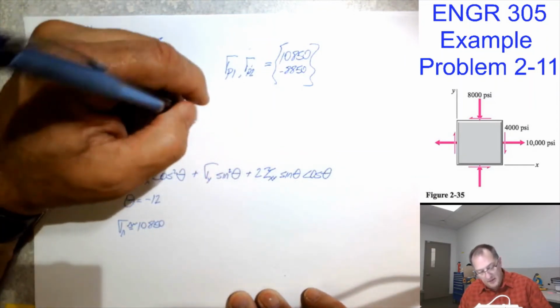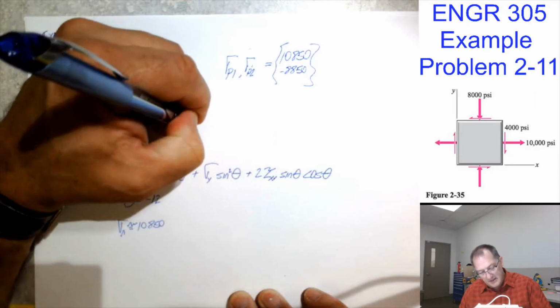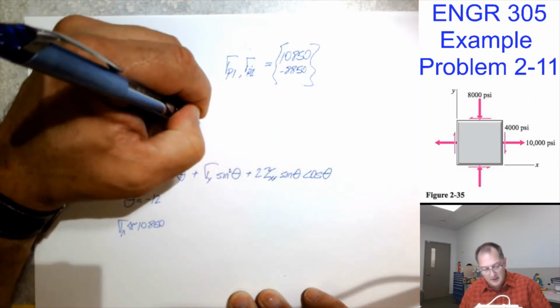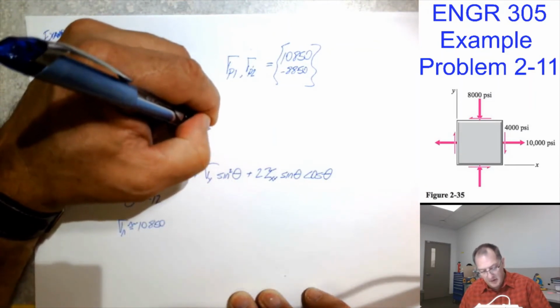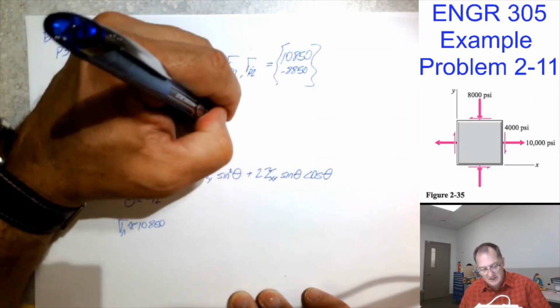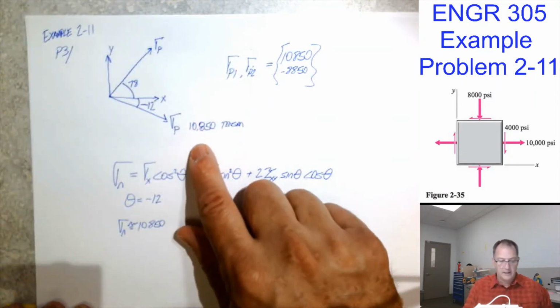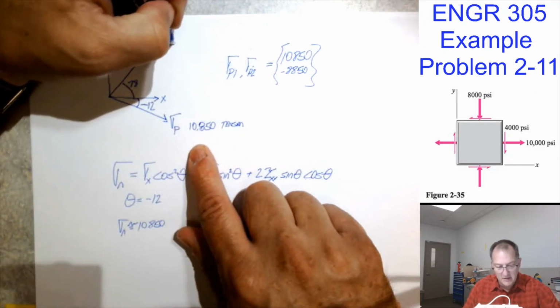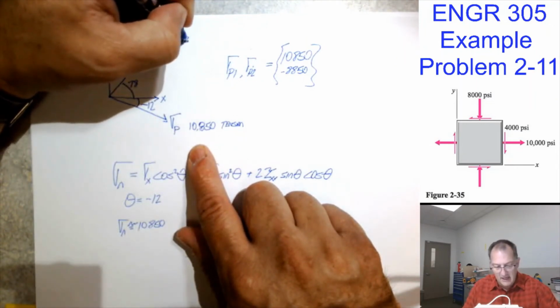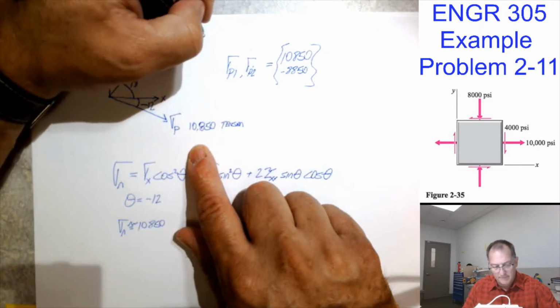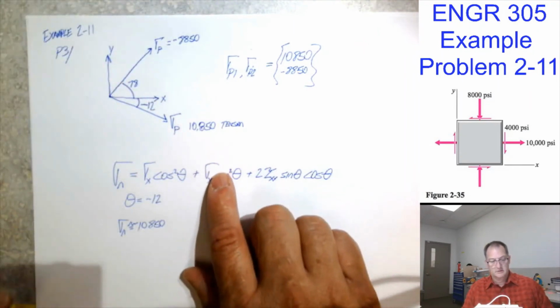When I go down here, this is equal to 10,850, and that's in tension. Get my hand out of the way. And this one is minus 8,850 in compression.